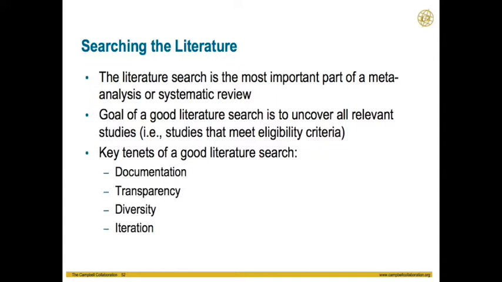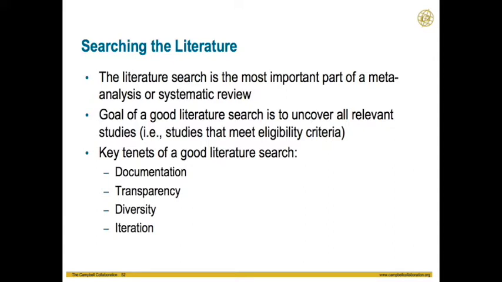So the key tenets of a good systematic literature search are documentation. Please document your searches. Fortunately, there are lots of resources that will help you with this documentation. But what I mean by that is documenting the search string that you use, documenting the databases you search, documenting the dates that you search those databases, documenting the number of hits you got from each search, documenting each step along the way. Transparency is also key, and that's why we document these things, so that we can be transparent when we report the findings from our literature search.